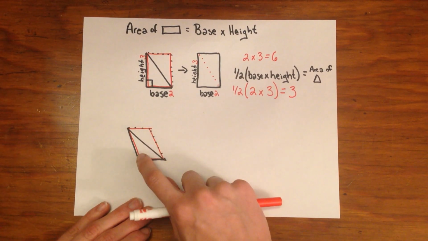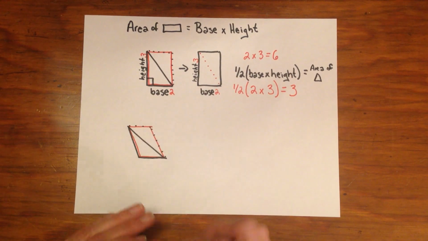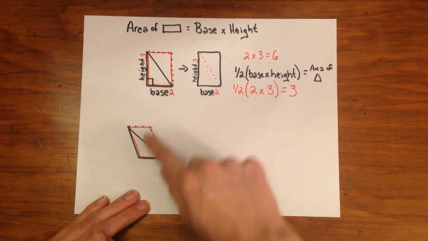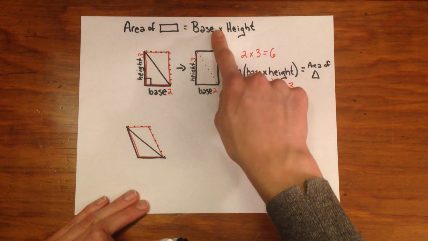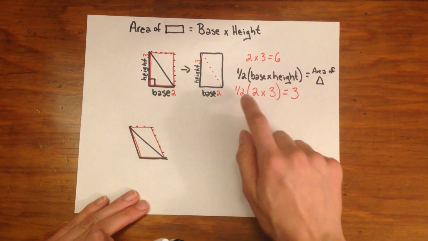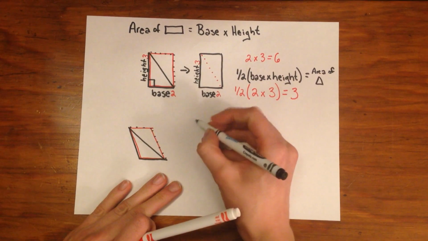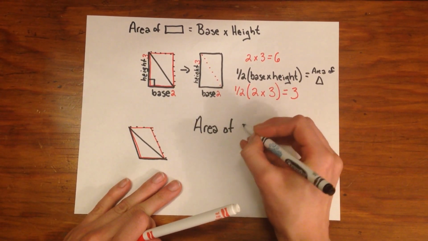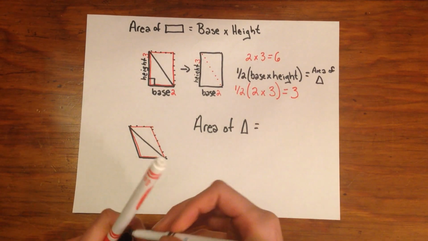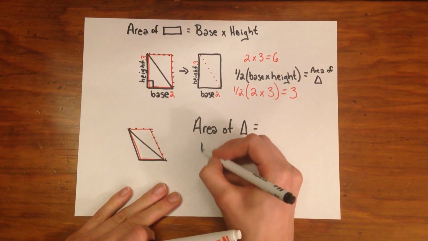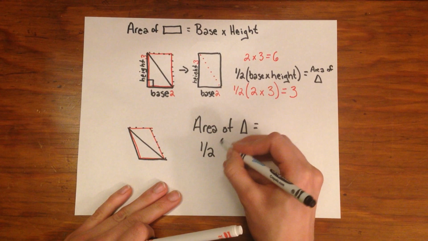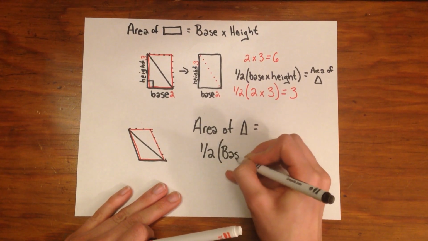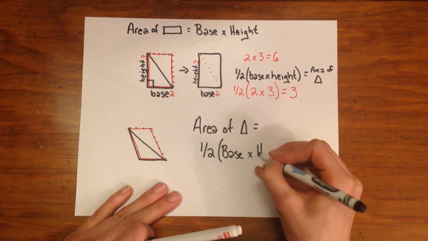So just know that every time you have a triangle, you can flip it around to see that it's going to make either a rectangle or a parallelogram. You can get back to that home base of base times height, and you can know that your area of a triangle is always going to equal 1/2 base times height.